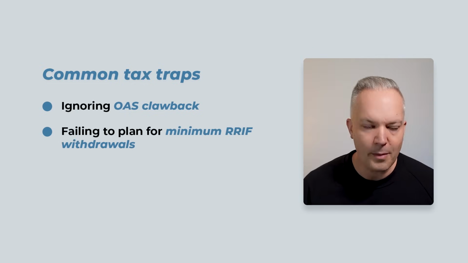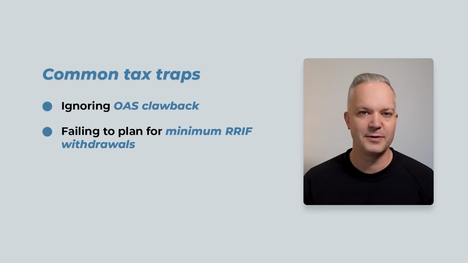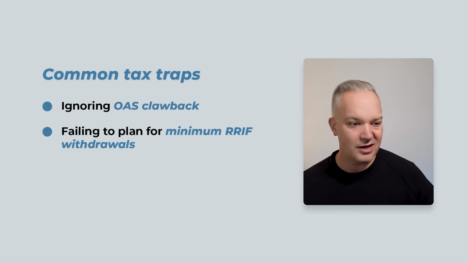Another trap is not planning for the minimum RRIF withdrawals. We've had a few clients over the last few weeks come to us and say, I'm turning 71 this year, I have to convert my RRSP to a RRIF, and now I have to take out this extra money. There's a minimum amount, and now I'm going to have OAS clawback. I wasn't planning for this. I forgot about it. This is why it's important to start planning as soon as possible. Figure out how big your RRSP is when it converts to a RRIF, how much you're going to take out, how it's structured, and how it integrates with every other income source you have. So don't be caught off guard.